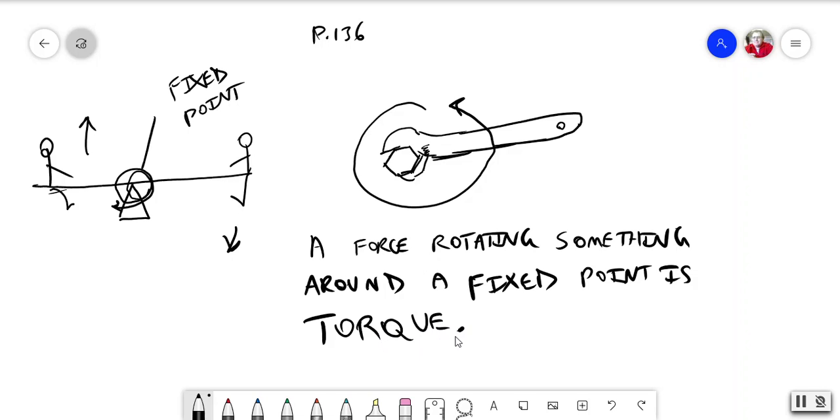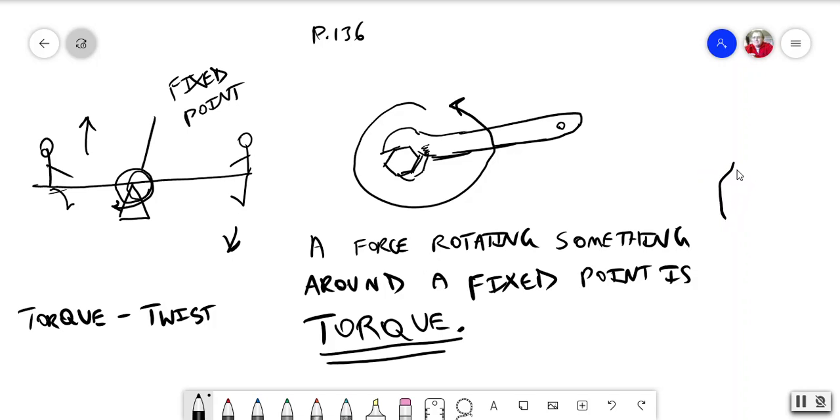Torque. Yes, I know it spells strange. Torque comes from a Latin word that means to twist. You are twisting around and around and around the nut to take it off. Maybe even a better example, an everyday example of torque.